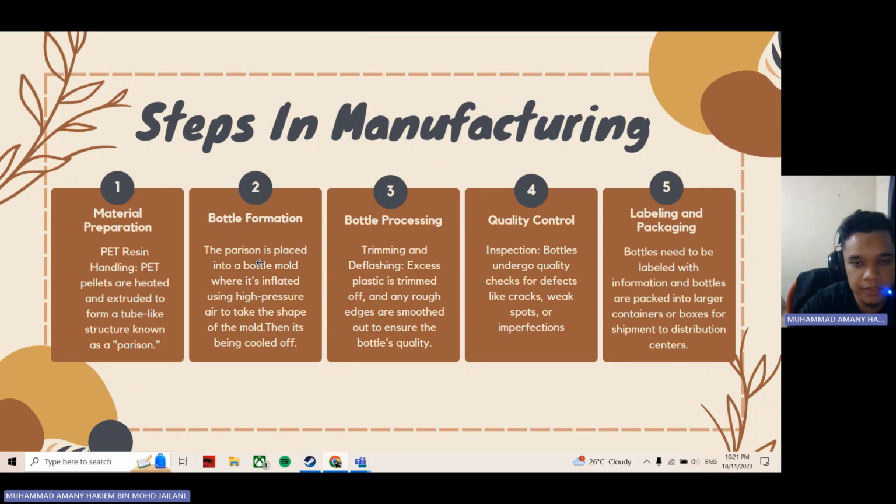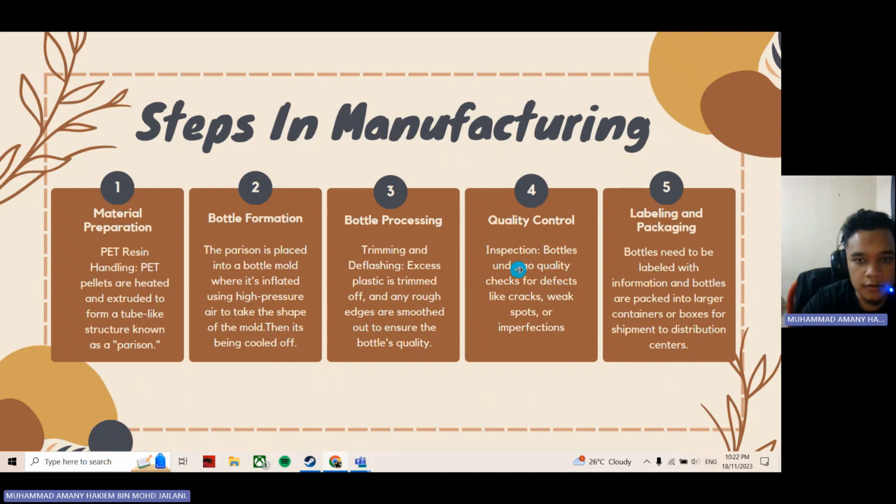The parison that has just been formed is placed into the bottle mold where it's inflated using high pressure air to take the shape of the mold. Then it's cooled off after it's been reheated to maintain the shape of the bottle. And then it gets sent to bottle processing, which is trimming and deflashing. The excess plastic on the bottle is trimmed off and any rough edges are smoothed out to ensure the quality of the bottle that has been produced.